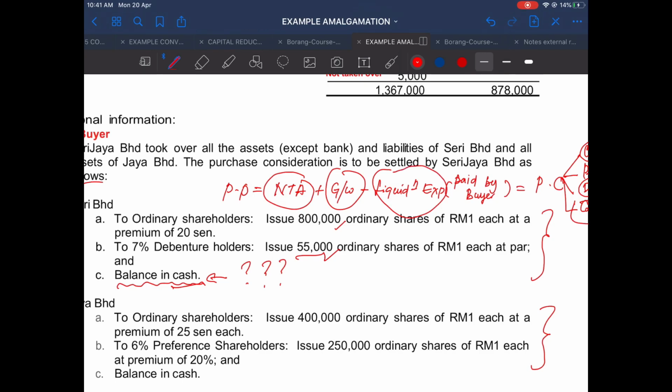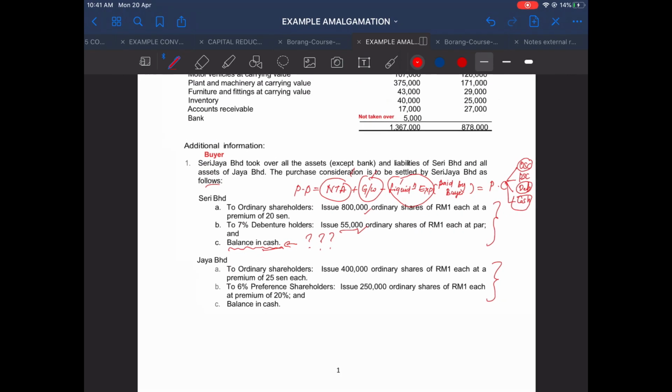Normally these three items will be given. If the purchase consideration is incomplete, normally these three items will be given in the additional information. That is for Sri Berhad.